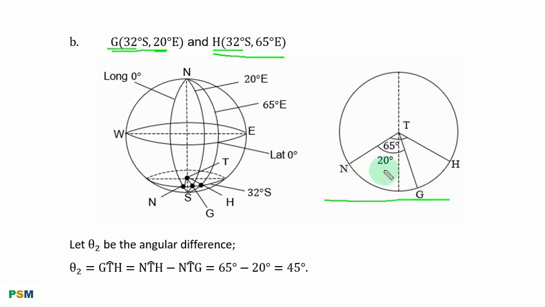So this is the reference point to point G, 20 degrees. The reference point to point H, 65 degrees. We are interested in the angular difference between G and H. It is also through subtraction, and you have 45 degrees.